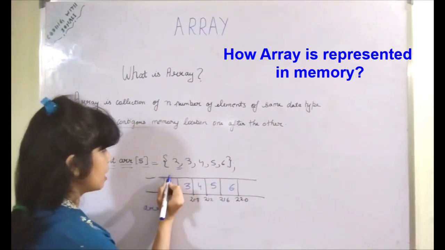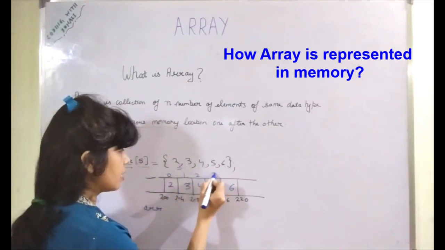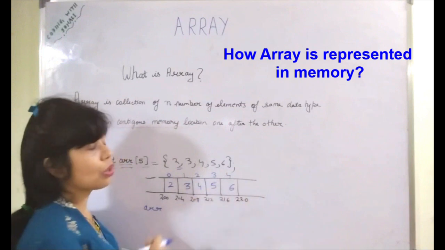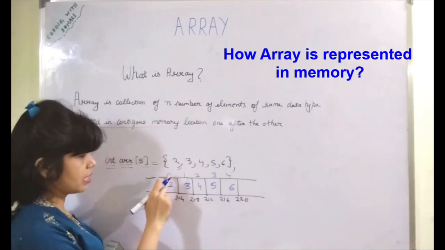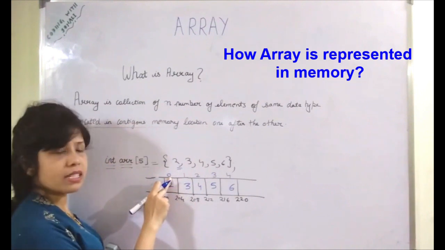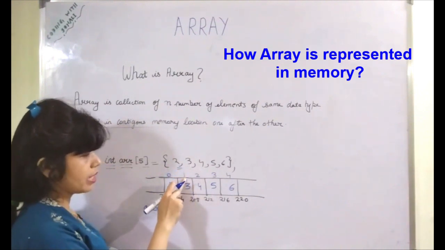One more thing, in case of an array, the indexing starts from 0 to n-1, that is, this is your 0th element. This is the first, this is second, this is third, fourth, and so on till n-1. This element is located at index 0, starting from 0, then the next element is located at the first index.